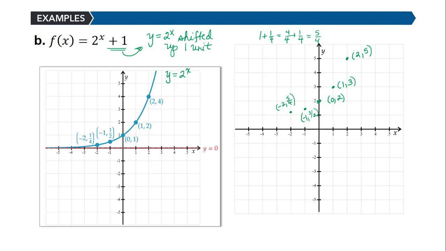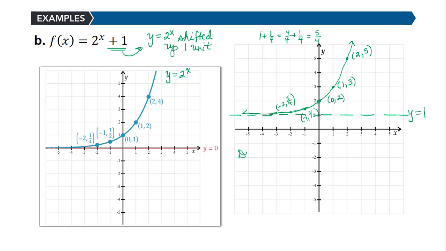Now what about the horizontal asymptote? I'm shifting this horizontal line up 1 unit, so it actually has to move. It's no longer at y equals 0. It will be at y equals 1. So I can draw the graph of this exponential function through these points, understanding that I'm never going to touch the line y equals 1, and I'll never go below that line either.